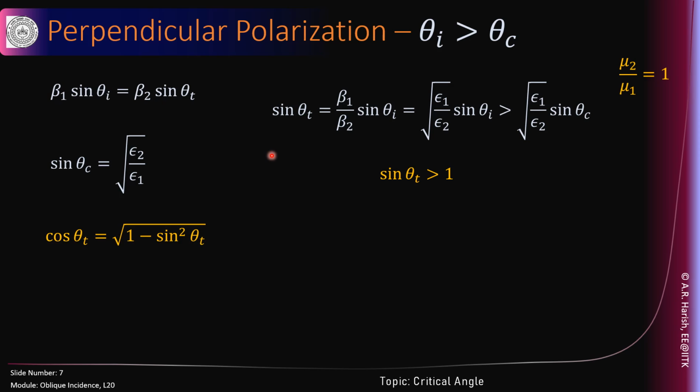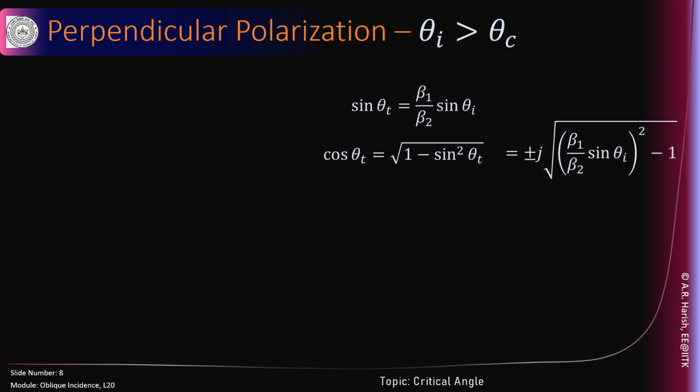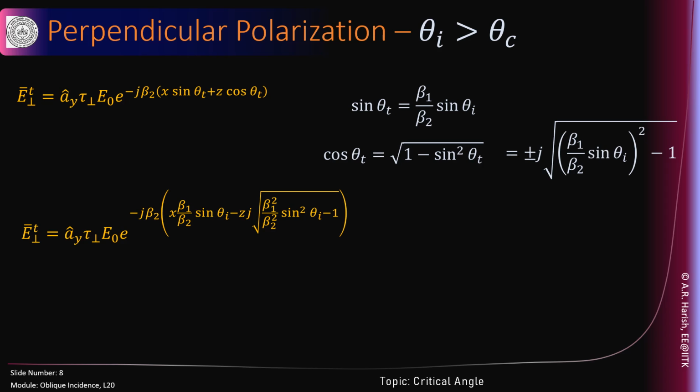Now calculate cos theta t. That is the square root of 1 minus sine square theta t, and we know this result also from the equation here. Straight away substitute that. And what do we have here? These are the two results that we have seen earlier, and we will now find out the equation for the electric field in region 2, the transmitted electric field. Substitute the values of sine theta t and cosine theta t. Sine theta t is given by this, and cosine theta t is given by that. This is the equation for the electric field in the transmitted region, region 2.